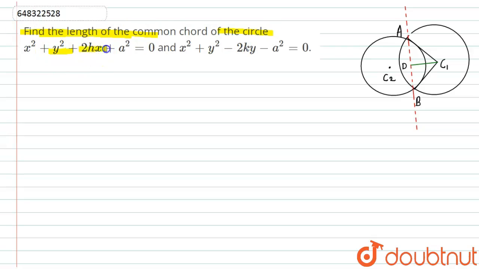Hello students, the question is: find the length of the common chord of the circles x square plus y square plus 2hx plus a square equals 0 and x square plus y square minus 2ky minus a square equals 0. So for this, let's see the solution here.